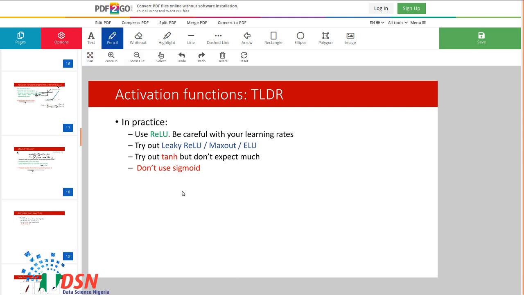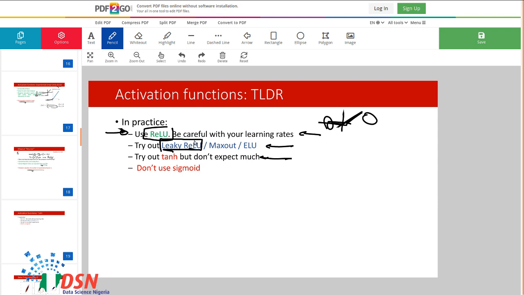Okay, so to sum that up, you could use ReLU as the first choice, and in that case you should be a little careful with your learning rate, because you should avoid getting into the negative regime, and if you have a large learning rate, maybe you go to the negative regime very quickly. So you should be a little careful with your learning rate. Also you could use Leaky ReLU or Maxout or ELU, but again, in my experience, ReLU and Leaky ReLU are practically the most common activation functions currently used.